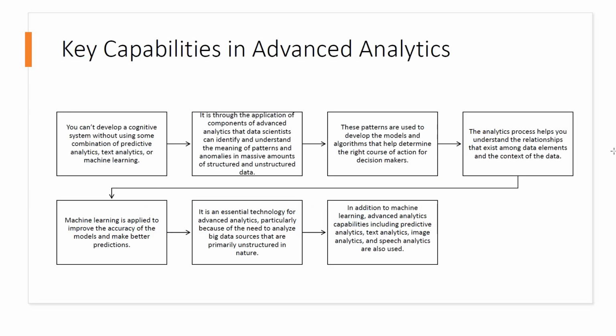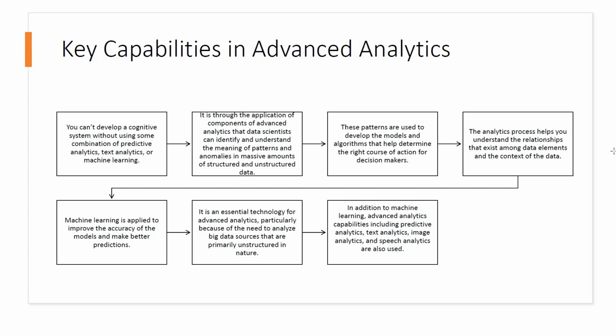Now, what are the key capabilities in advanced analytics? You can't develop a cognitive system without using a combination of predictive analytics, text analytics, or machine learning. Yes, you cannot do that. It is dependent on all of these, in fact, to develop a system to be cognitive in nature.